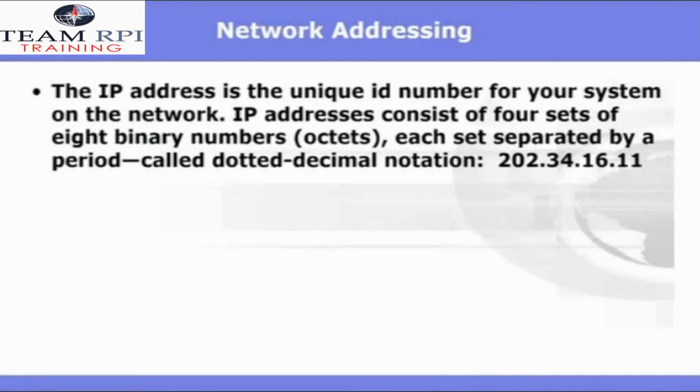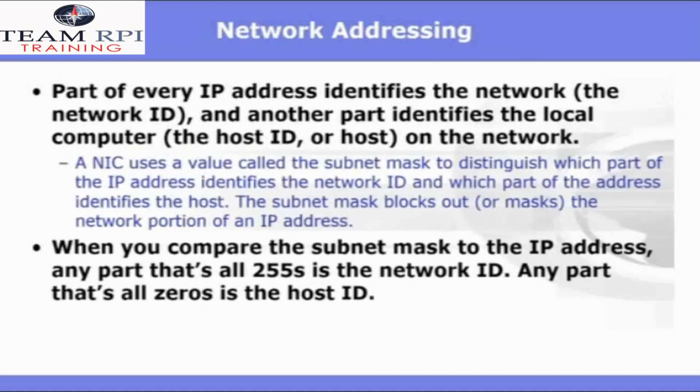The IP address is a unique ID number for your system. The IP address consists of 4 sets of 8 binary digits called octets, each set separated by a period. We call this dotted decimal notation. Your IP address is broken up into multiple parts. Part of your IP address identifies the network, and the other part identifies the local computer.